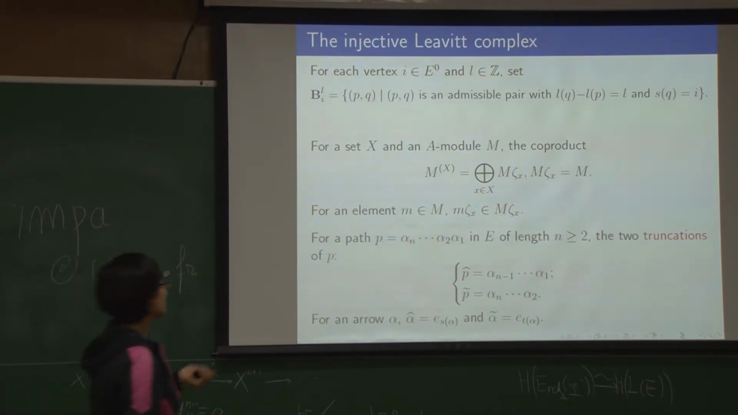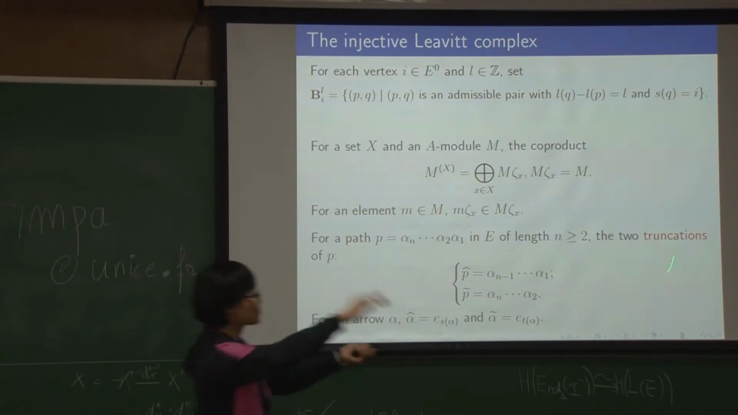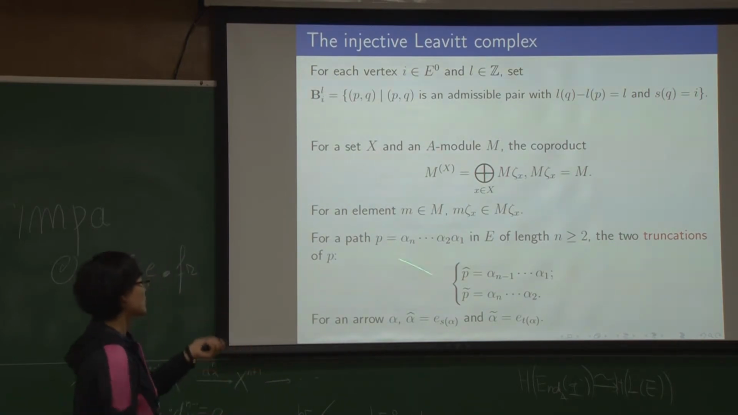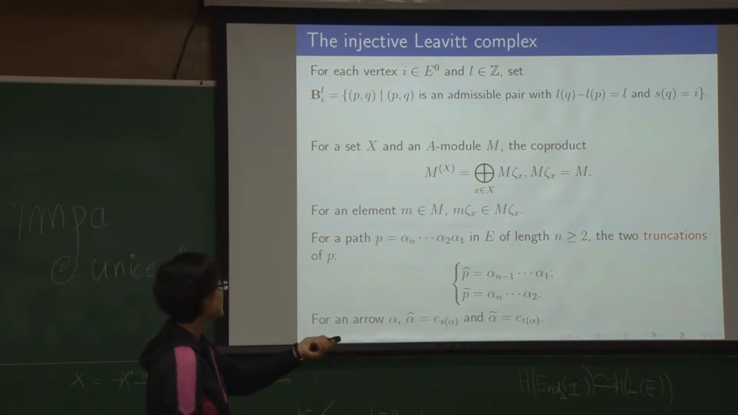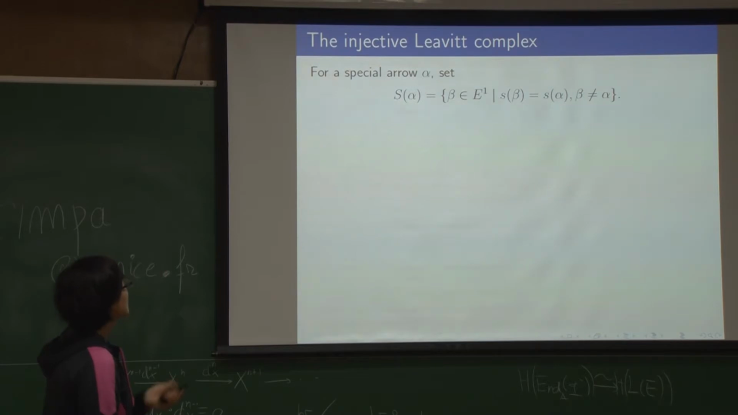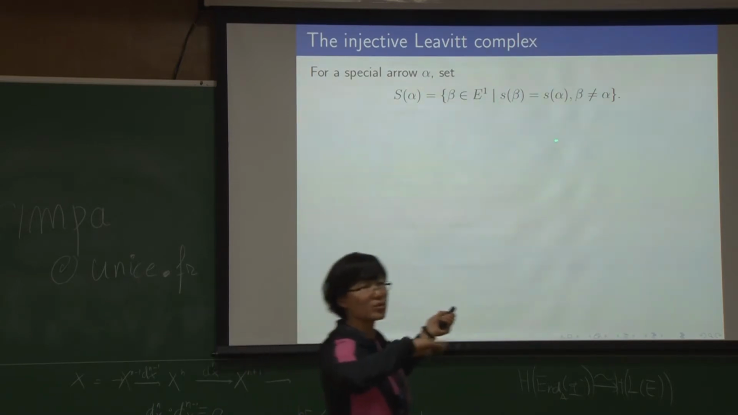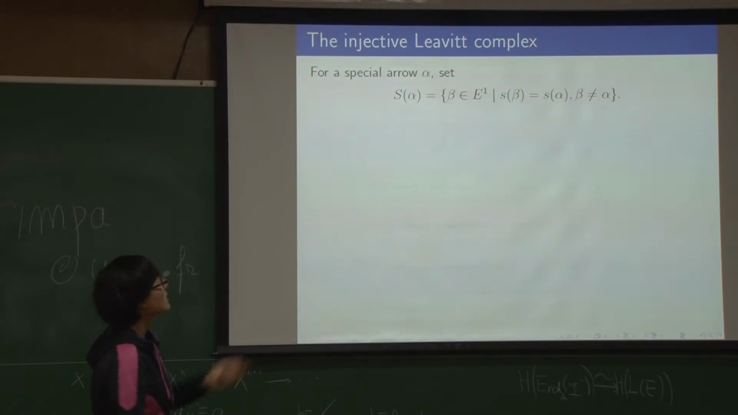And here we need transitions for paths. So given a path, we have two transitions: either we cut the first edge or the last edge. So here we can see the non-trivial path, so we have two kinds of transitions. And here for a special arrow alpha, we set S alpha. It consists of all these arrows starting from the source of alpha, but different from alpha.